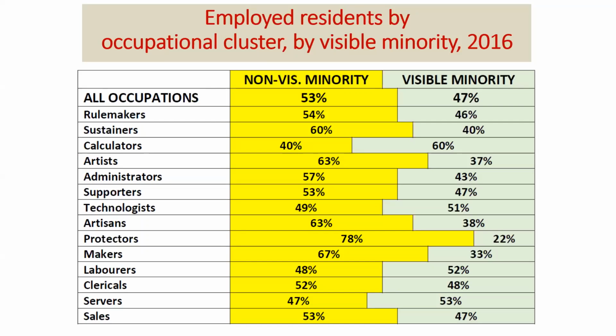Sustainers are 60% non-visible minorities. Calculators are 60% visible minorities. Protectors are 78% non-visible minorities. So those are just some of the demographic features of these clusters.